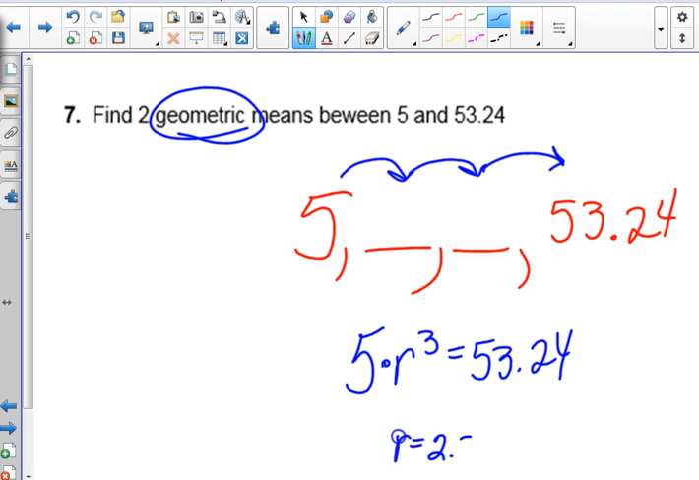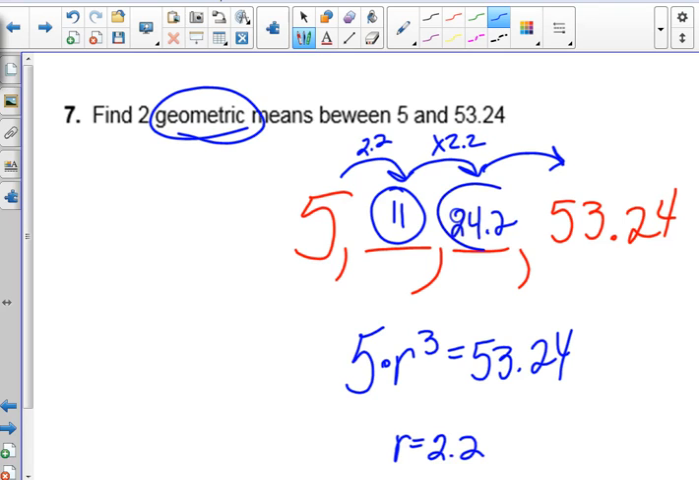I think you get 2.2. You got to divide and then cube root, or to the 1/3 power. And then you just go back and multiply by 2.2 and you get 11. And times 2.2 and you get 20. So those were the 2 missing terms right there. It's different when it says arithmetic mean because you're just adding. Still, you do the same thing, but you're adding differences instead of multiplying by r's. You're adding d's.